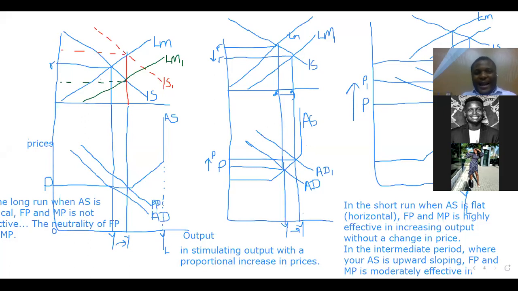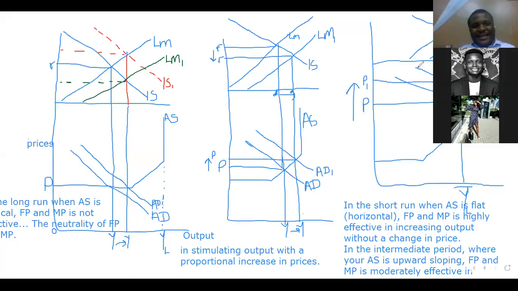In the long run, the AS curve here is vertical. Look at it. You see? That AS curve is vertical. Whether you pursue expansionary fiscal policy or expansionary monetary policy, in this case expansionary monetary policy, will output increase? Why? The demand increased, Y to Y1.